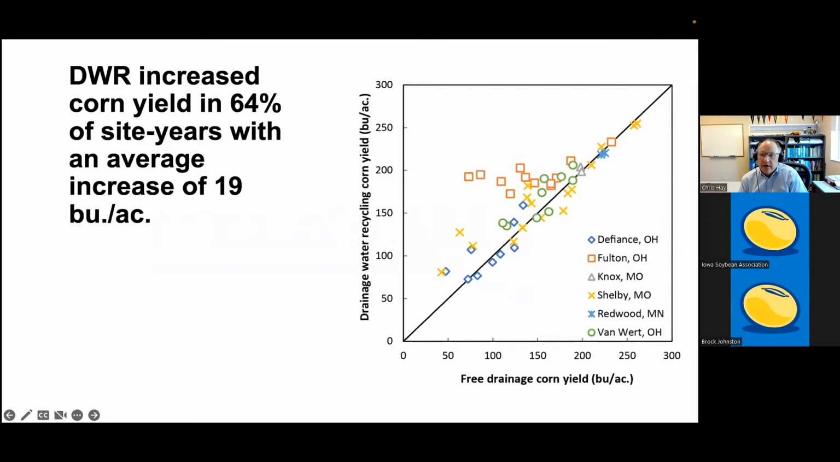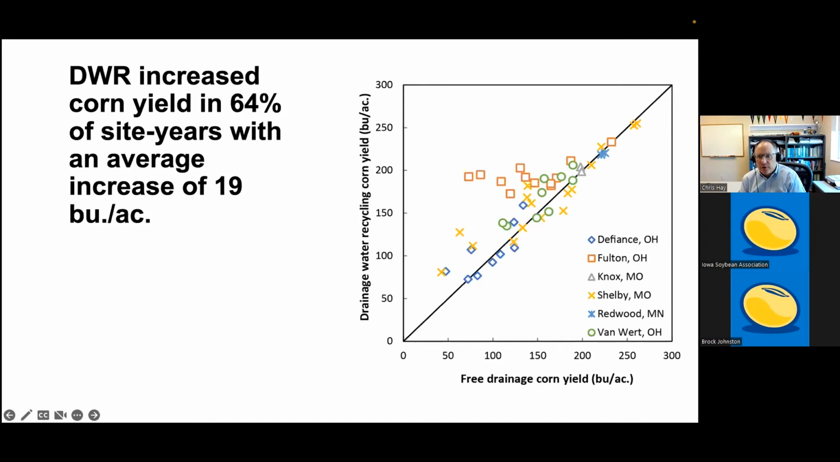And so 6 sites across the Midwest where we were able to have several site years of data from this practice. In 64% of those site years, there was an increase in yield from having that drainage water recycling. On average, that yield increase for corn was 19 bushels per acre. What the figure shows there is if the points are above that diagonal line, then that was a year where we had a yield increase from drainage water recycling. If they're on the line, then there was no difference.